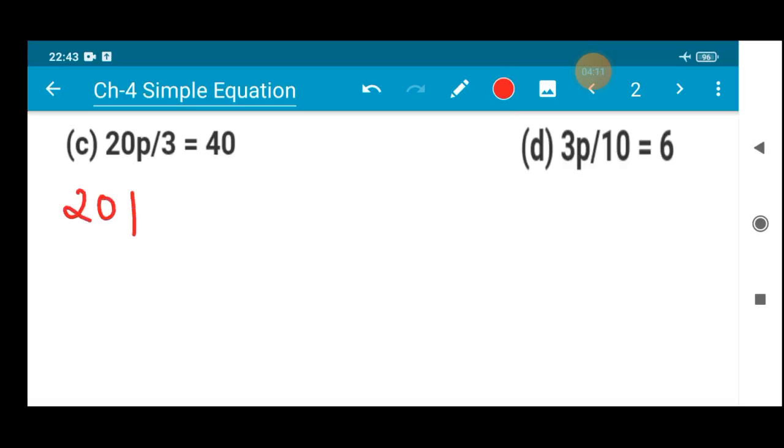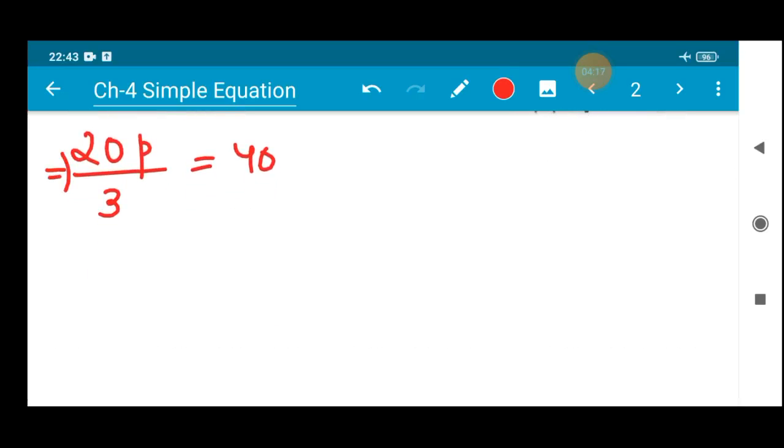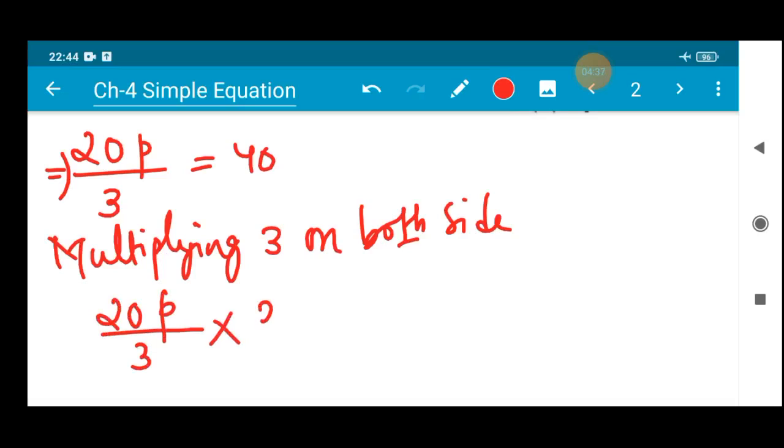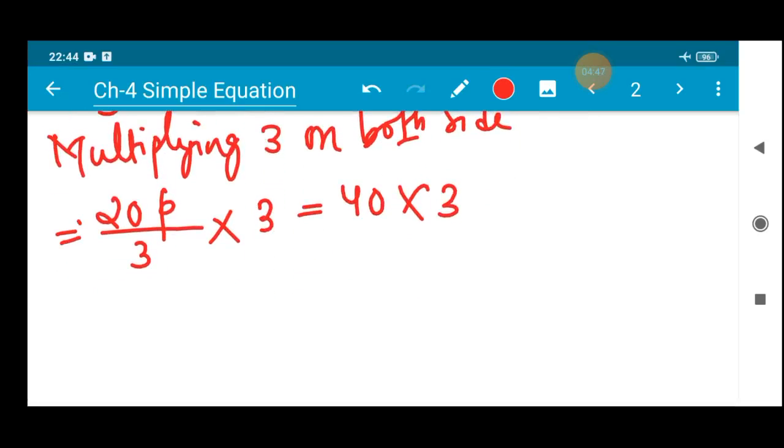Here you can see the question is 20p divided by 3 is equal to 40. So in order to resolve this, what I'm going to do first is multiply by 3 on both sides. Do not get confused, follow the steps one by one, you will reach your goal. Multiplying 3 on both sides, we get 20p by 3 into 3. Why have I multiplied? Because I want to remove this 3. So in order to remove that, I have to multiply with 3. Now if I remove this 3, I'll be getting 20p is equal to 40 into 3 is 120.